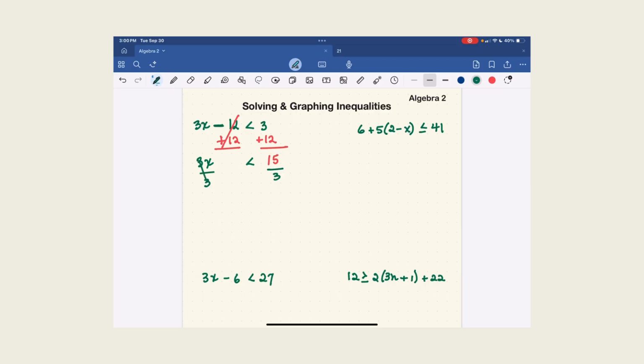3 divided by 3 is 1. They cancel, and we're left with x is less than 5. 15 divided by 3 is 5. So this is our answer.